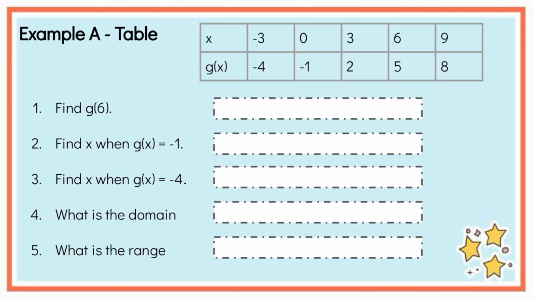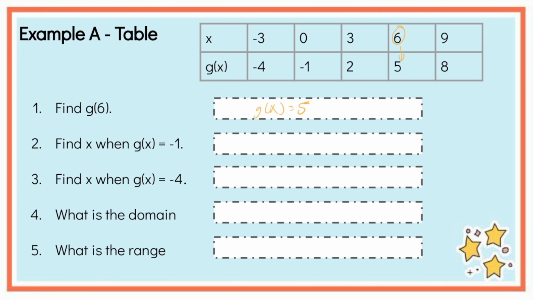So here we are at example A, where we've got a table and we've got some questions to answer. So the first one says find g of 6. So since that is inside the parentheses there, we know that's the input. So we're looking for when 6 is the input. And if we're looking at our table, we can see that 6 is our input right here. So what is our output in that case? It appears to be lining up with the 5. So g of 6 is going to be 5. So 5 is going to be our answer there. And we can label that g of x, because we know that's our output, is equal to 5.